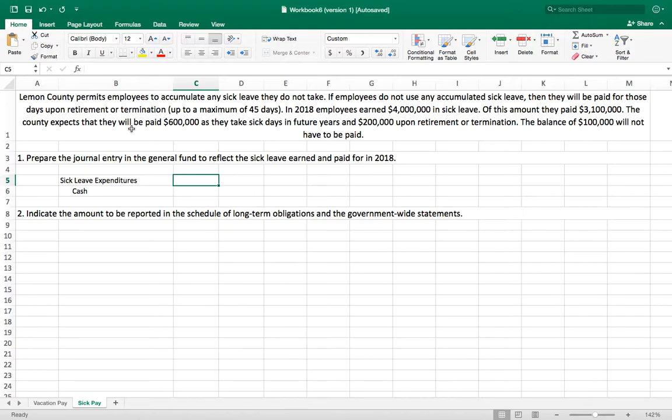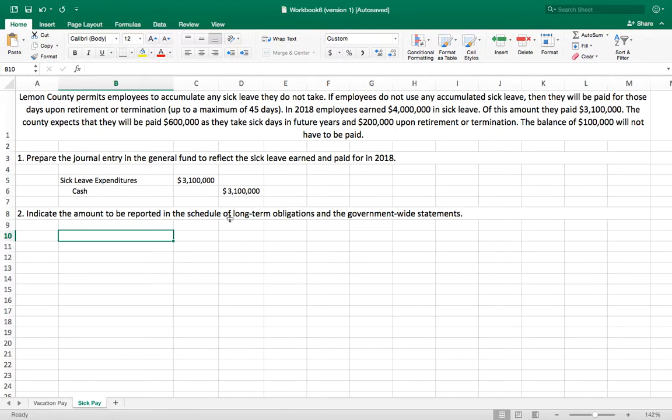So for number 1, prepare the journal entry in the general fund to reflect the sick leave earned and paid for 2018. We're going to debit to sick leave expenditures the amount that we paid, just like in the previous problem, which is $3.1 million. We're also going to credit that to cash. Now, for number 2, indicate the amount to be reported in the schedule of long-term obligations and the government-wide statements. This is basically dealing with the $600,000 and the $200,000.